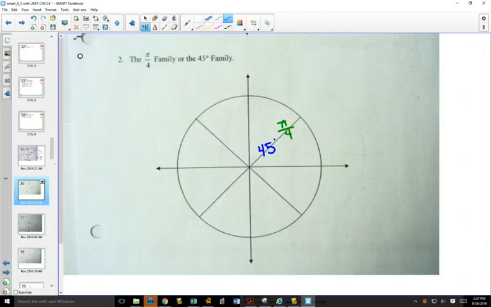So in quadrant 2, what angle would this be in quadrant 2 that would have a reference angle of 45? 135. In quadrant 3, 225. And in quadrant 4, 315. So those are all those angles in degrees. What are those angles in radians? What would the one be in quadrant 2?